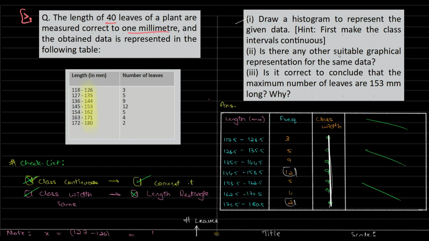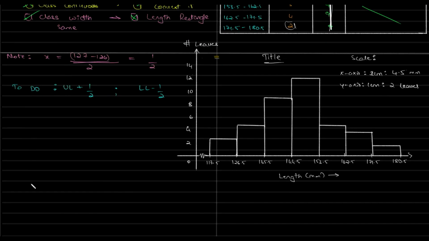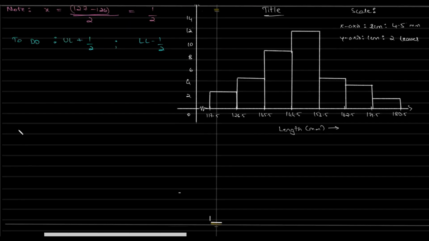Then we have, is there any other suitable graph representing the same data? Yes, since it's continuous, you can represent it with the help of a frequency polygon. So the answer for the second question is frequency polygon.